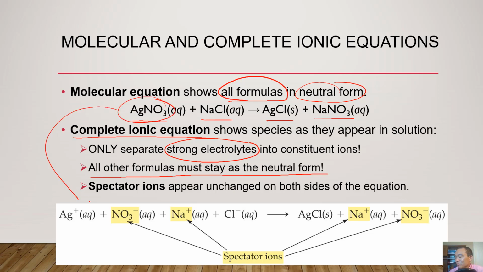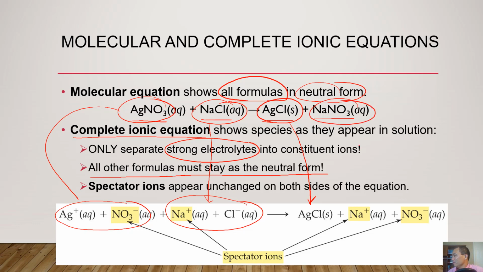Silver nitrate, when dissolved in water, is a soluble salt. How do we know? Use the solubility rules. So it breaks down into silver ion and nitrate ion. Then you have table salt, which you break down into Na plus and Cl minus. On the right side, silver chloride is an insoluble salt, so it stays as is. Soluble salts you break down into constituent ions, but insoluble salts stay as is. Sodium nitrate does dissolve in water, so you break it down into corresponding ions. When you write it this way, we call this the complete ionic equation.